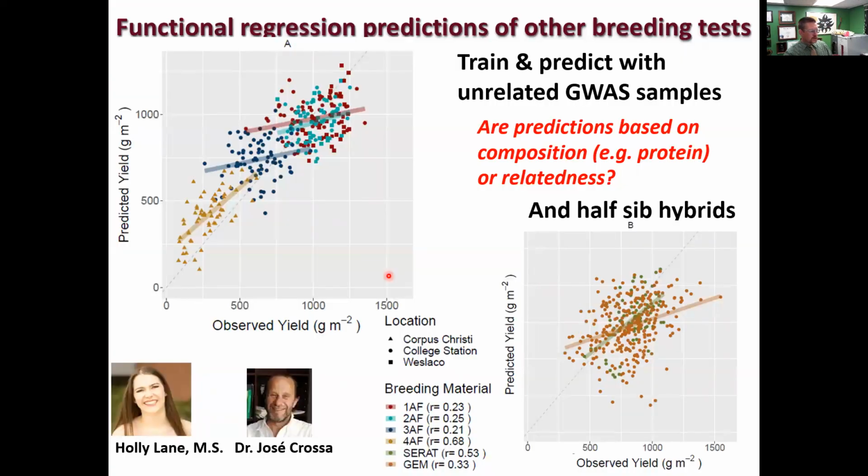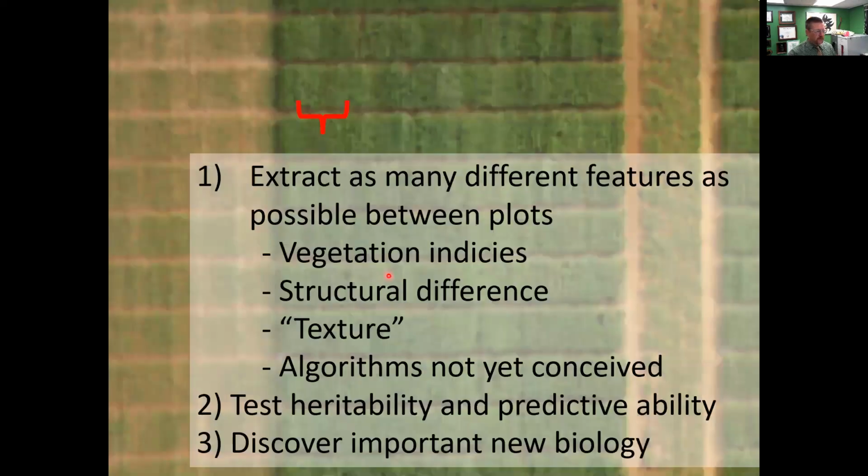Okay, so what does the future look like? So this was a benchtop NIR. We still haven't done this completely with UAVs. I showed you Natalia's data, but 530 observations is not like thousands of observations.